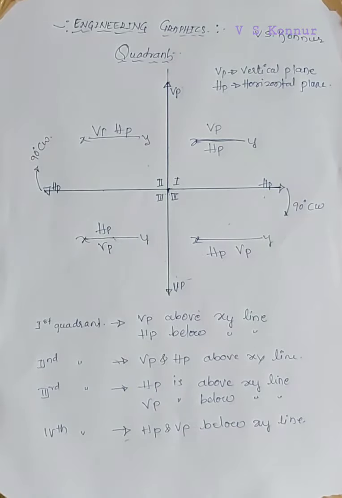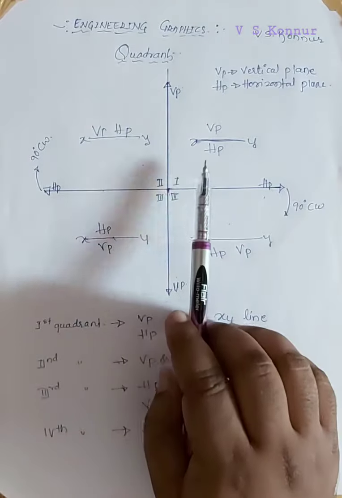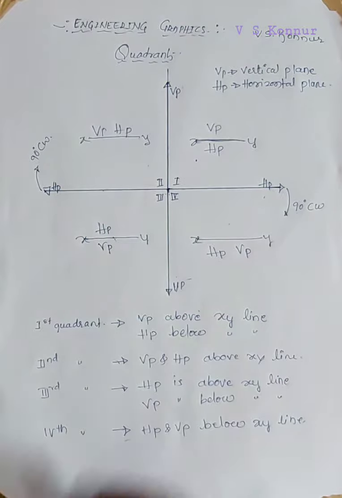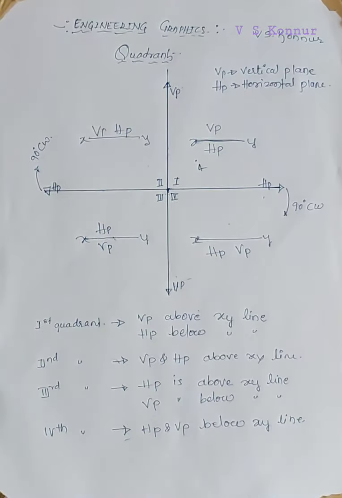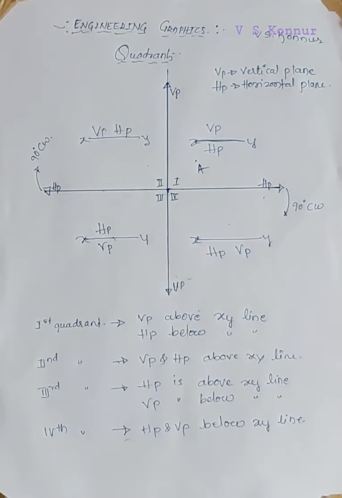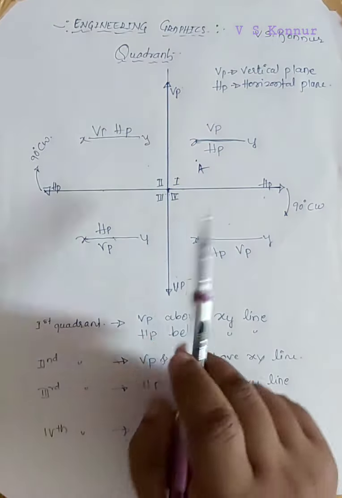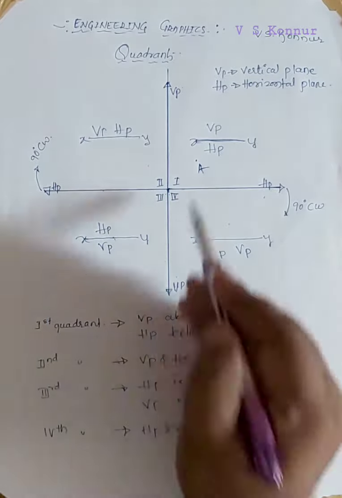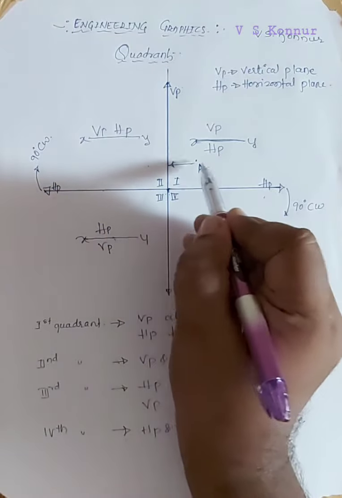HP and VP remain below the XY line. Now we can also explain in the first quadrant: if a point is lying in the first quadrant, call it A. Point A is some distance above the XY line. I will be explaining with the help of distances also.